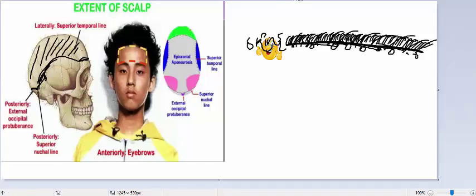Okay then, so this is the layer which is skin. Next, Maunya, are you there?